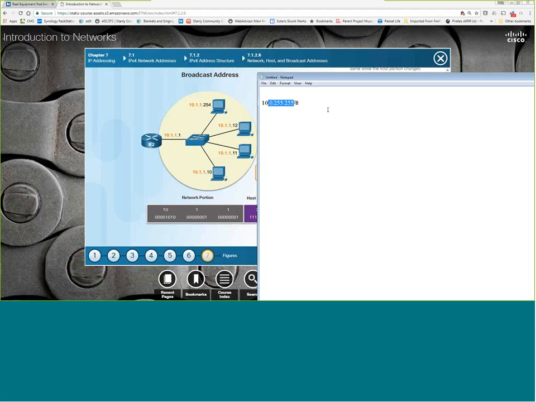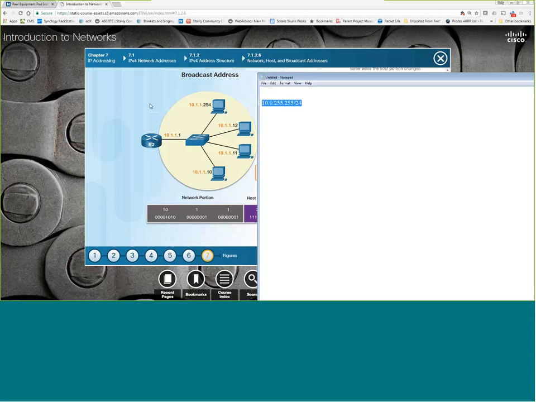Real quick, is this one usable? Could I assign that to a host? No, because in the last octet, there'll be all ones. Exactly. You cannot send it. That's right. Because the last octet, this is telling me the first 3 octets are my network portion. The last octet is my host portion. And if this is true, then the host is all ones. So this is the broadcast address for this particular subnet. Very good.